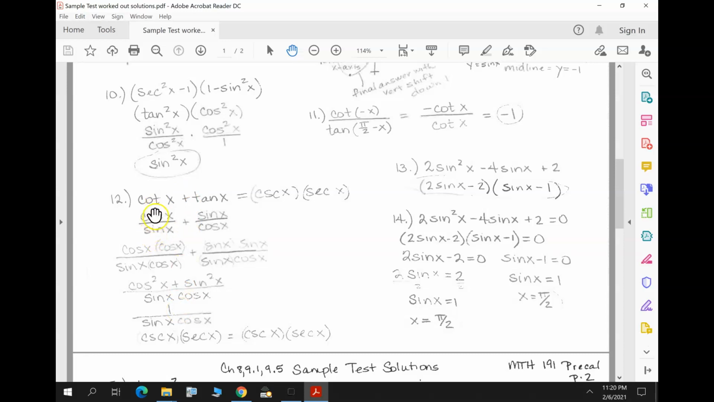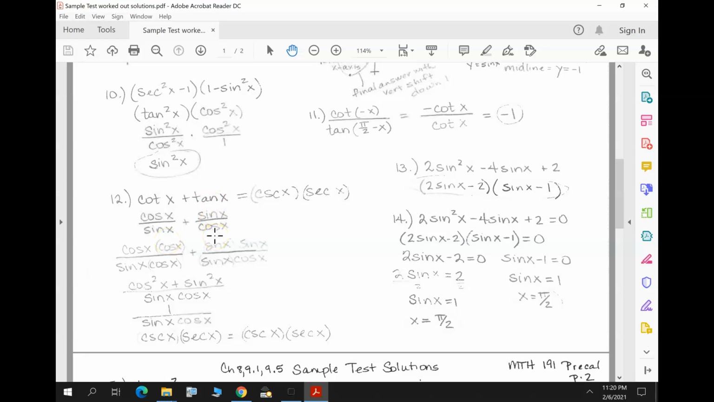So cotangent plus tangent. Step number 1, I don't have any trig functions squared. I don't have any fractions. That would be like a plus b, so there'd be no way to factor that. So I'm going to change everything to terms of sine and cosine. So cotangent is cosine over sine, and tangent is sine over cosine.